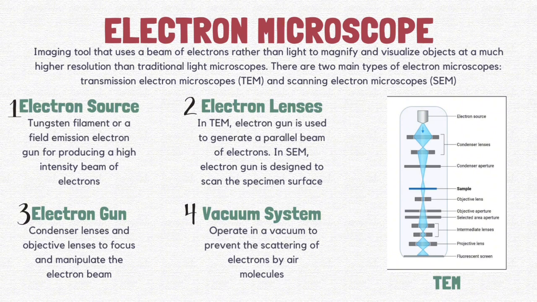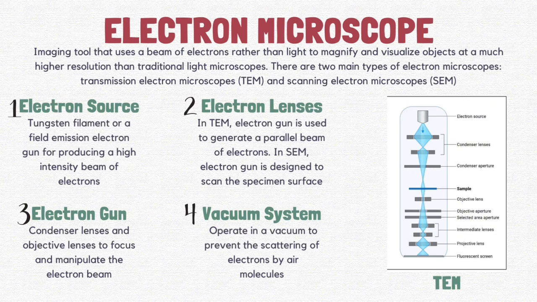So for the production and how the electron microscope works, the first thing we have is the electron source. The key component is an electron source, typically a tungsten filament or a field emission electron gun.